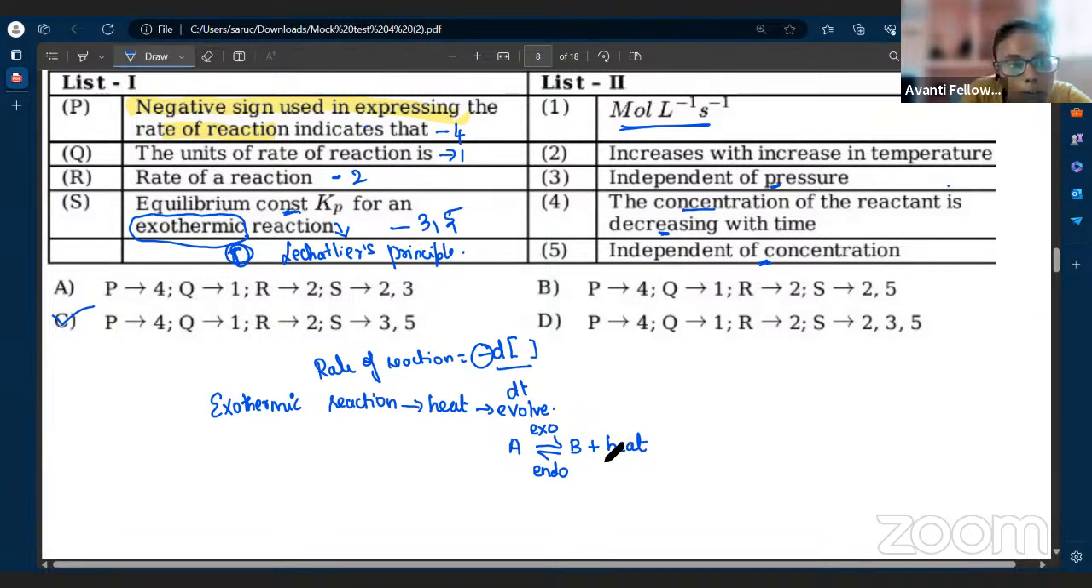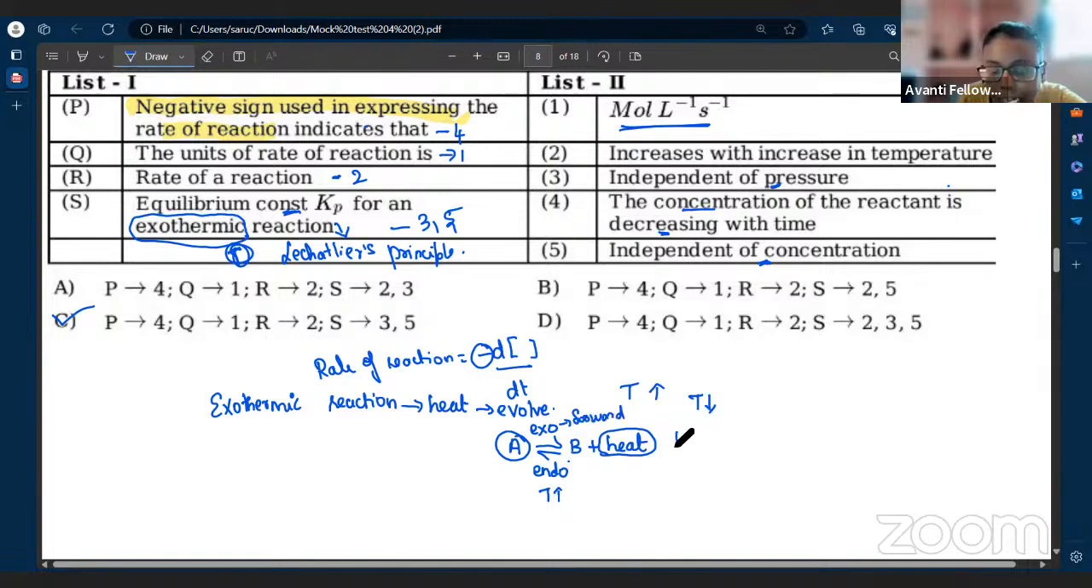Now, an exothermic reaction is when you're giving the heat out. So what happens when you increase the heat? When the temperature is increased, it will take up the heat that you are adding and go back to A. What happens when the temperature is decreased? It just adjusts to the forward reaction.